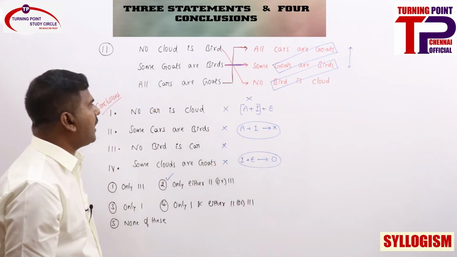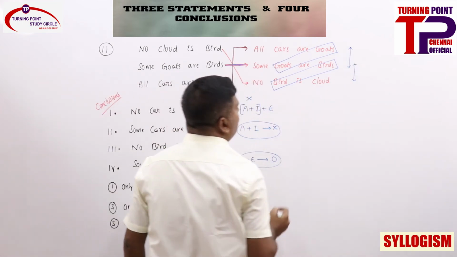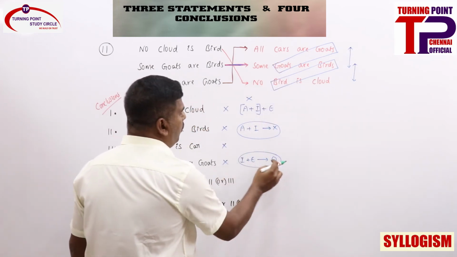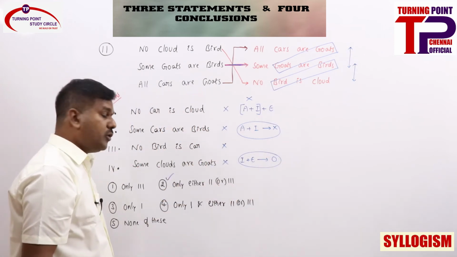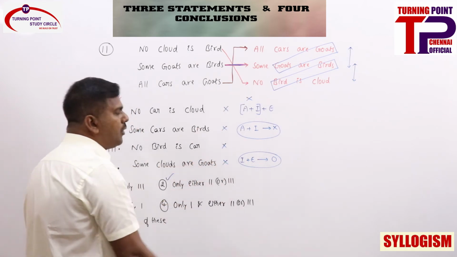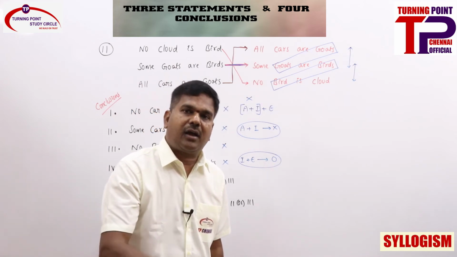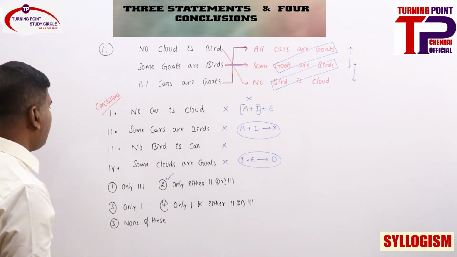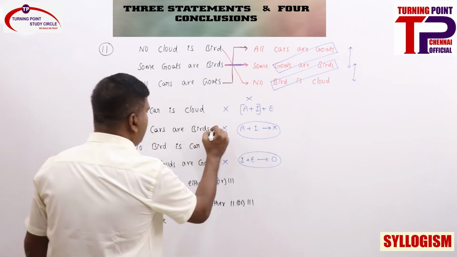Fourth one, some clouds are goats. Where is cloud and where is goat? Statements 2 and 3. I plus E is O, so some goats are not clouds. But it has been given as an I statement instead of an O statement. O means we should have got some goats are not clouds. So that one also won't follow. None follows here, but finally we need to check for a complementary pair. If you observe, which are the complementary pairs? See that one: some cars are birds and no bird is car.